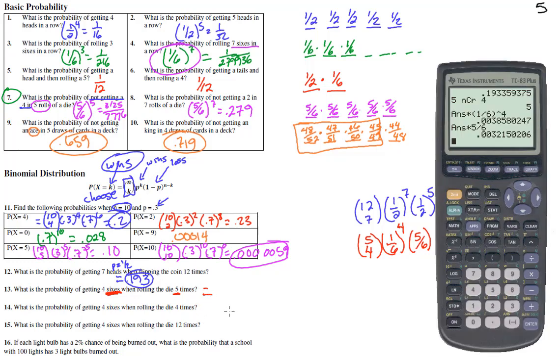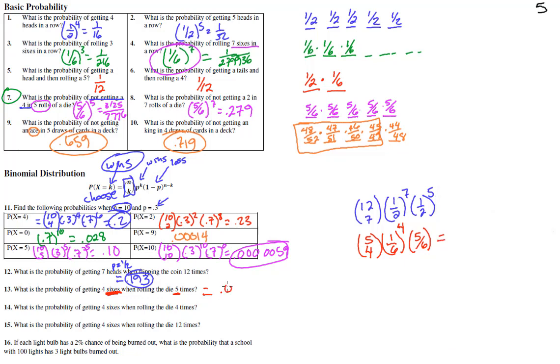It's 0.00321. That's a pretty small probability. Yeah, rolling 5 dice and getting 4 6s, that is pretty scarce. We should write this out just a little bit so you can see where this number comes from.